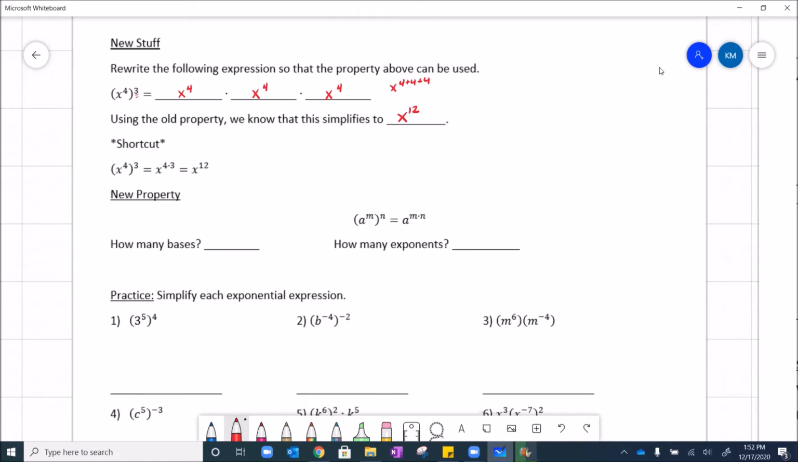Okay, so new property, our base still works only when it's the same base. So it has to be the same base, there's only one base. But to find out how many exponents there are going to be, it's going to be our product. It's going to be m times n, okay? Exponent to an exponent.